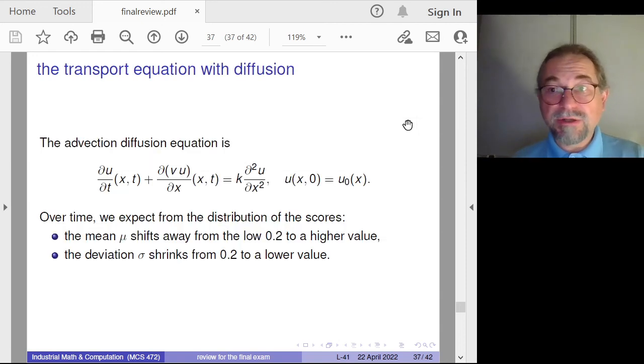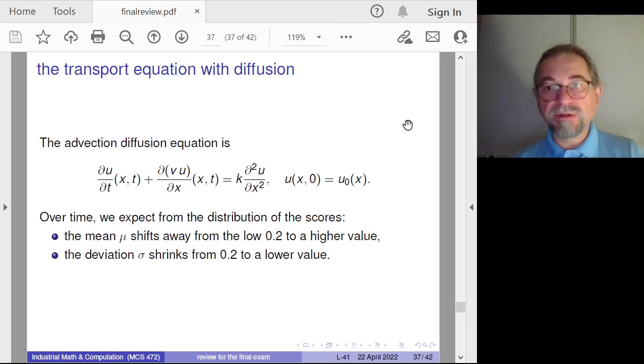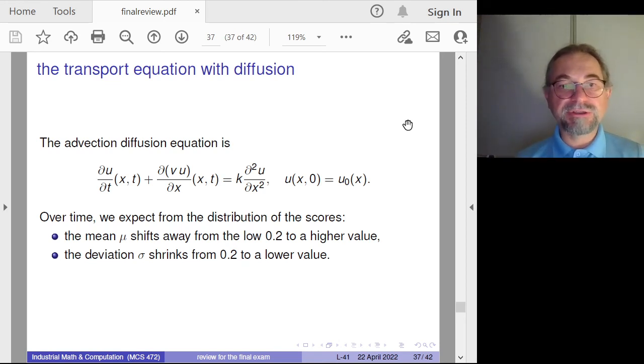Okay, what is now the partial differential equation? Well, we have the transport equation with diffusion. We have seen the transport equation, the advection diffusion equation, when we considered air quality modeling. So we have a transport happening. Over time, the mean in that distribution shifts to a higher value, hopefully.